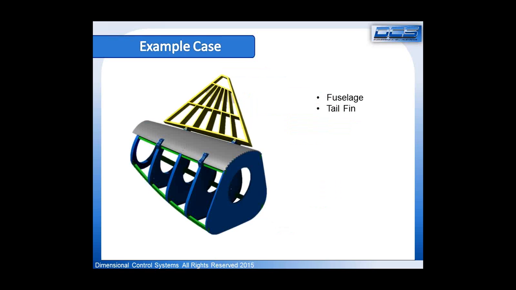So for today, we're going to take a look at a case study that we'll use for our example discussion on addressing effects of stretch, flex, and springback. We're going to use a tail section assembly that is part of an aircraft.